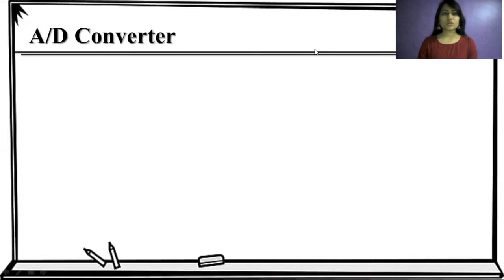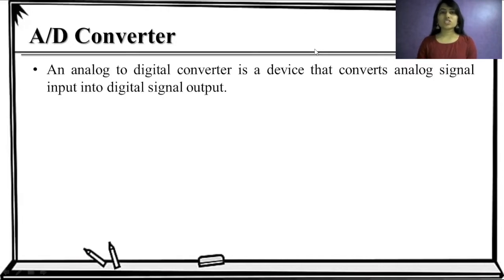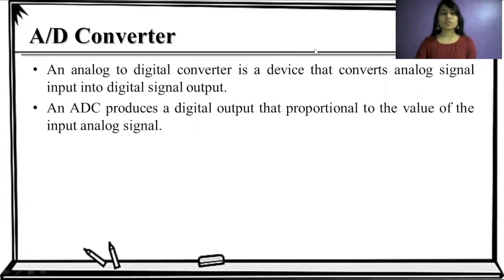Analog to digital converter. An analog to digital converter is a device that converts analog signal input into digital signal output. Basically, an analog to digital converter is a device which converts analog information into its equivalent digital form. It produces a digital output that is proportional to the value of the input analog signal.